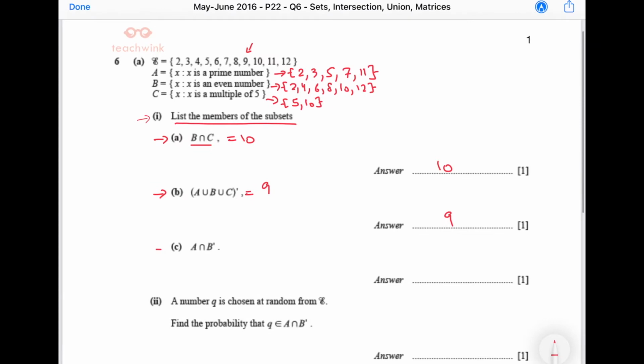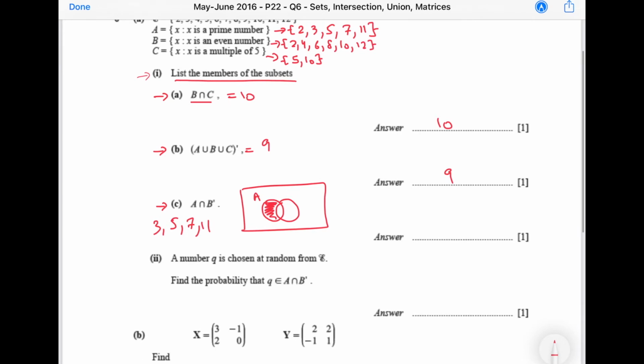The third part says A intersection B complement. That means if you draw a Venn diagram and if you draw A and B over here, this would be what they are asking for. So let's see what elements are only present in A. The elements that are present just in A are 3, 5, 7 and 11. This excludes the elements present in B. So our answer is 3, 5, 7 and 11.